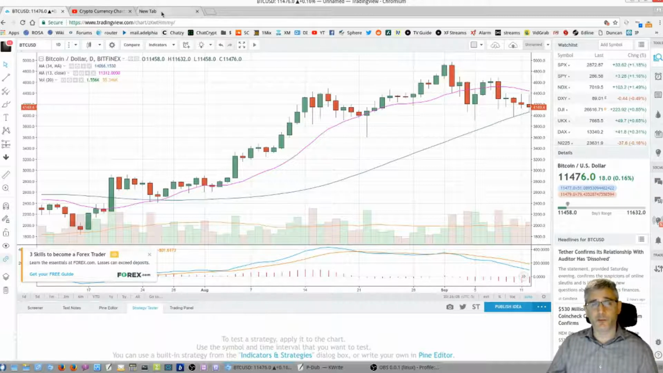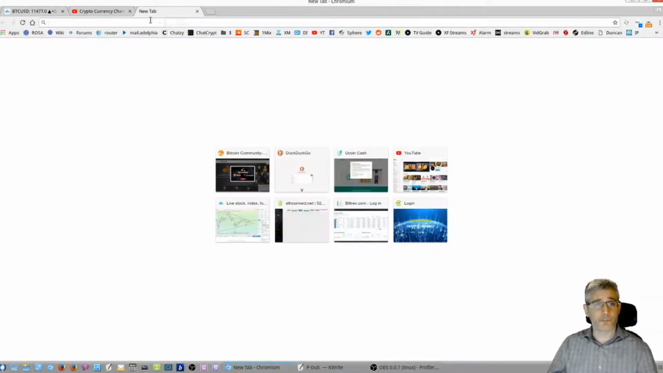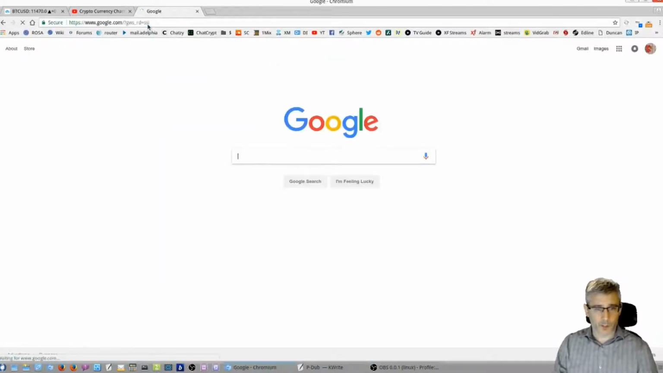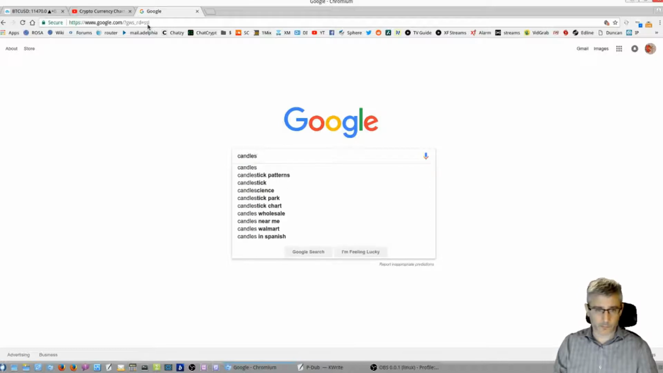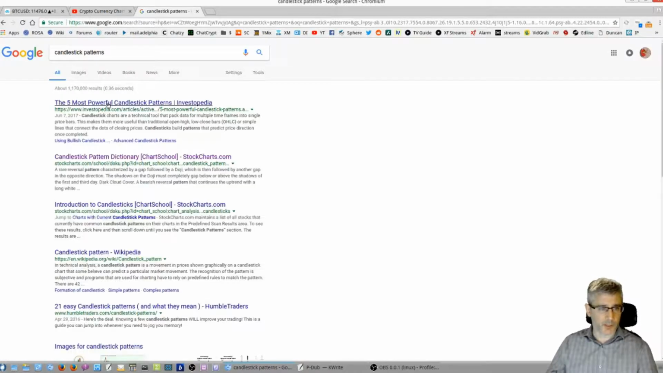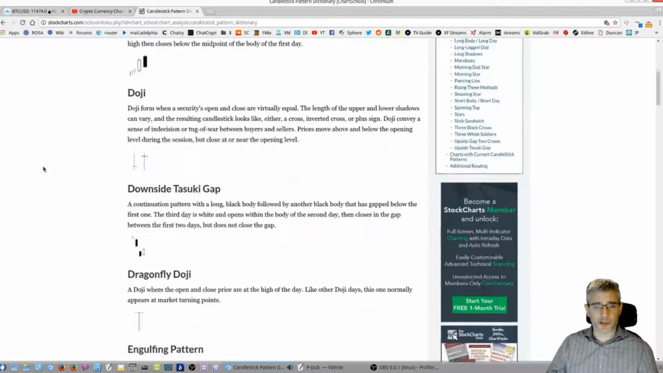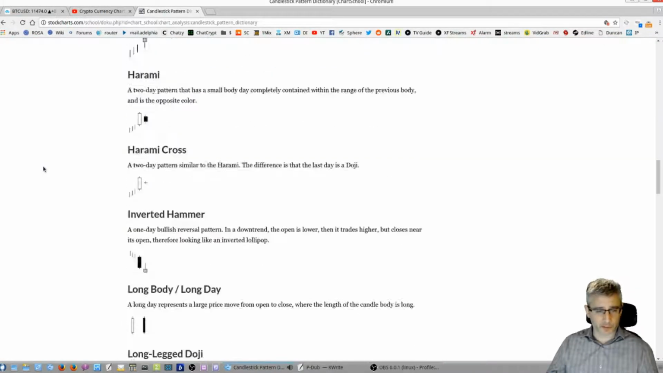So now we're going to get into the various patterns to look for and what they mean. So what I suggest you do is Google and do a search for candlestick patterns, and pick one that I like to use a lot. Okay, so this is stockcharts.com. This has a pretty good comprehensive list of all the different patterns.